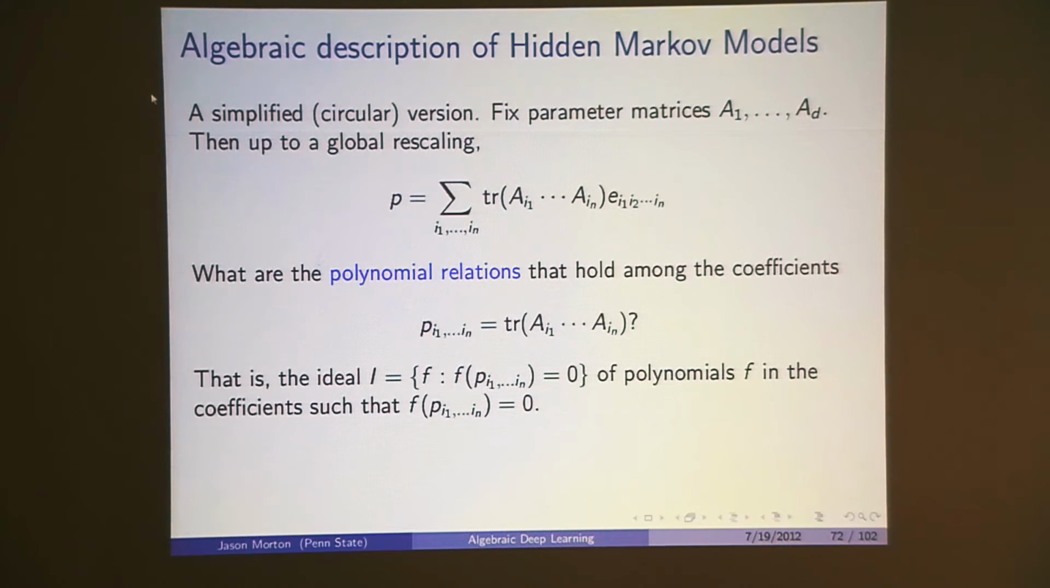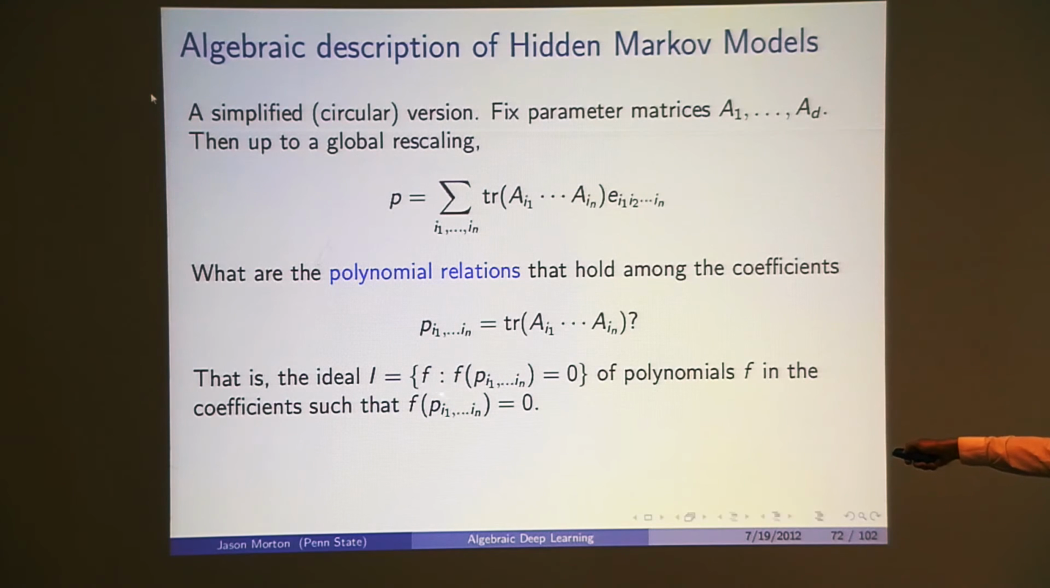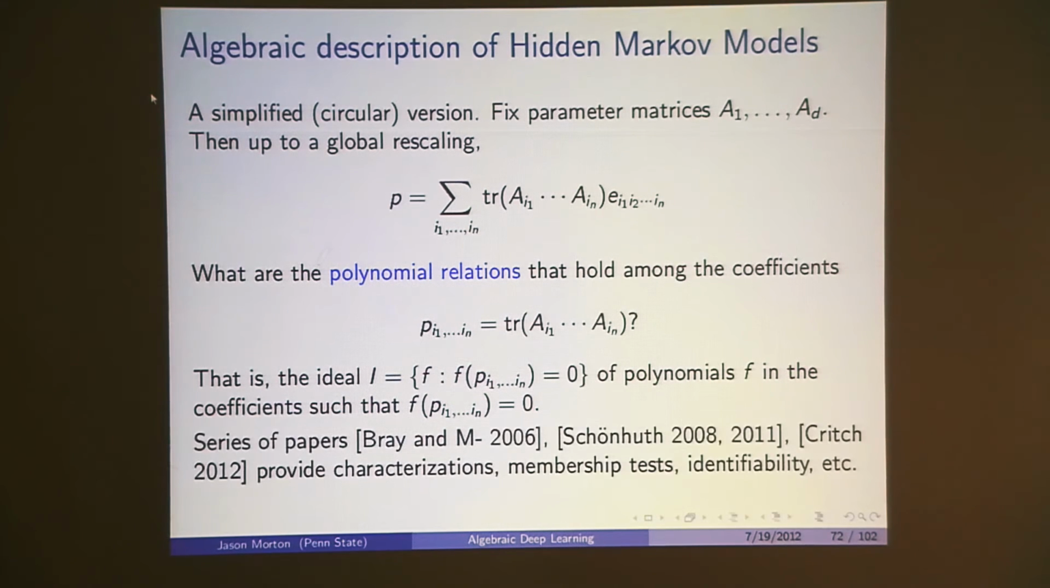That is the ideal of polynomials in the coefficients such that everything vanishes on the thing. So this has also been mostly worked out by a series of papers, a not very good paper by myself and another co-author. It's good to be sometimes the first, even if it's not, right? And then some better papers by Schoenhuth and Critch and others that together give characterizations, membership tests, identifiability, and things like that that help us understand the hidden Markov model. And I'm working on a paper right now with Critch that exploits this, and I'll talk about that a little bit at the end.